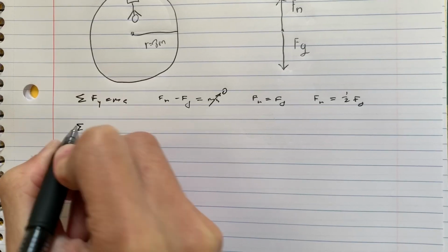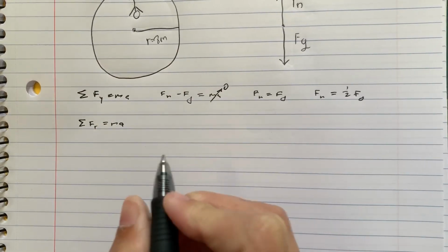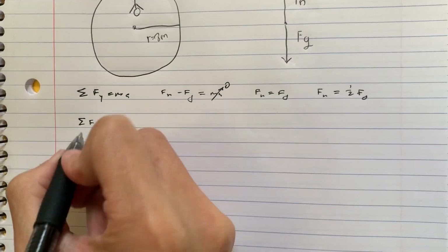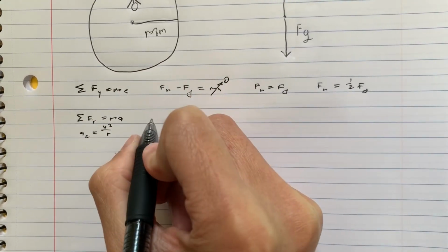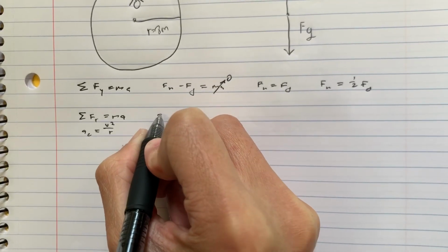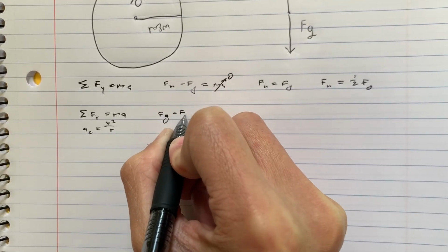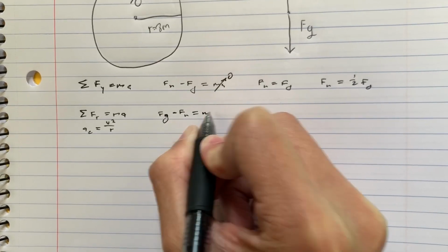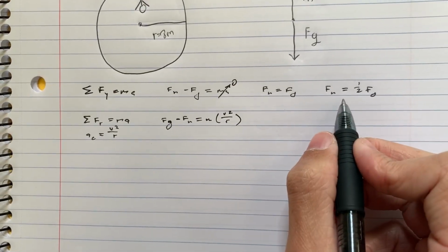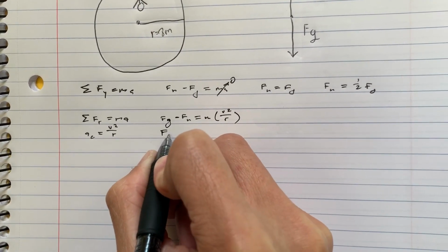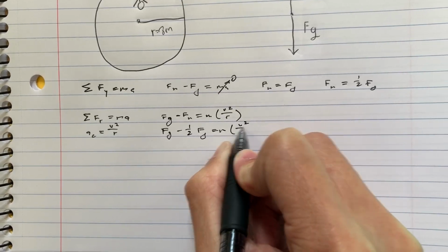You have the net forces in the radial direction, and then since this is circular motion, you have centripetal acceleration, which equals v squared over r. So then you have Fg minus Fn equals m times v squared over r. Plug this into this equation, so then you have Fg minus 1/2 Fg equals m times v squared over r.